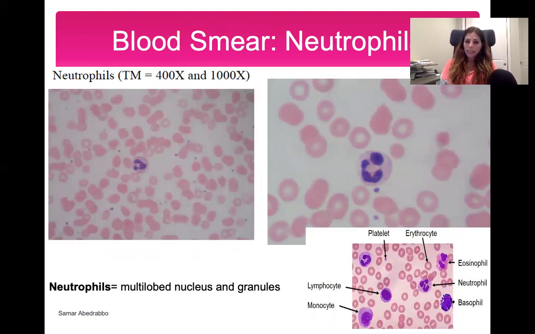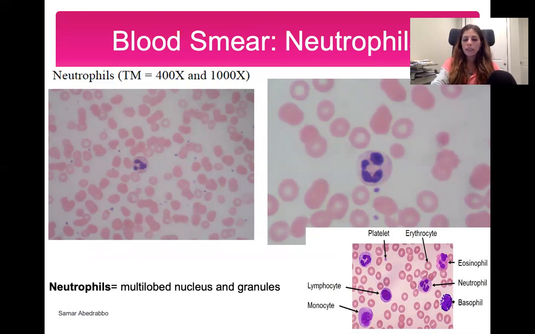So when you look at a blood sample under the microscope, you're going to see all the cell types. But here we're zooming in on one specific leukocyte, or white blood cell, to show it to you, but typically you're going to see a lot of different things. So here's a blood sample. Right here is a neutrophil at 400 times total magnification. This is 1,000 times total magnification.